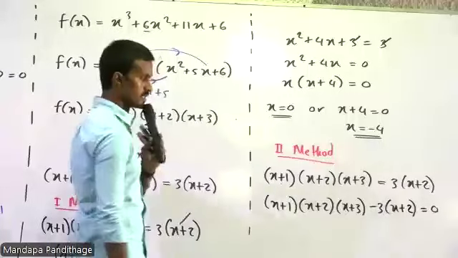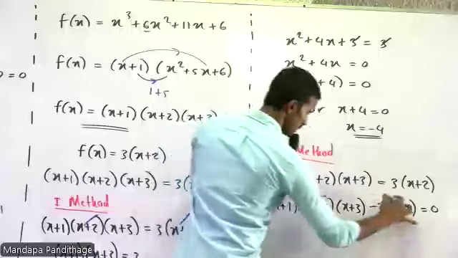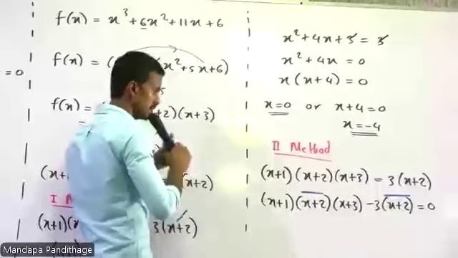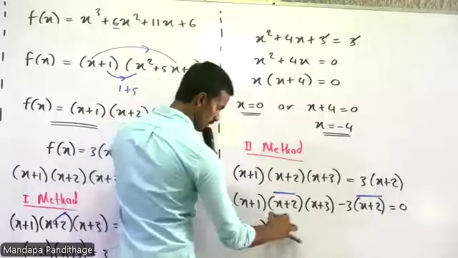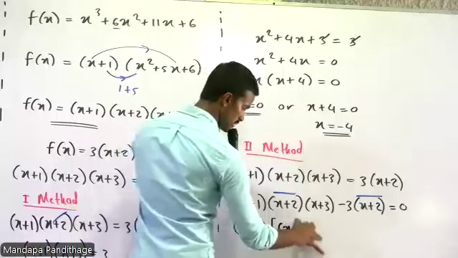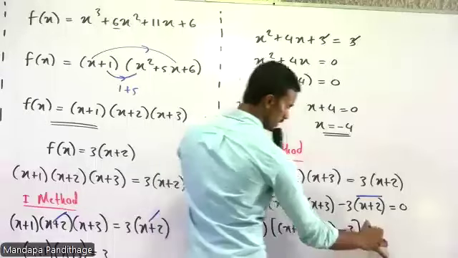And then you can see x plus 2 is common. Then you take it out. And here what is remaining? x plus 1, x plus 3. Here the minus 3 is remaining.